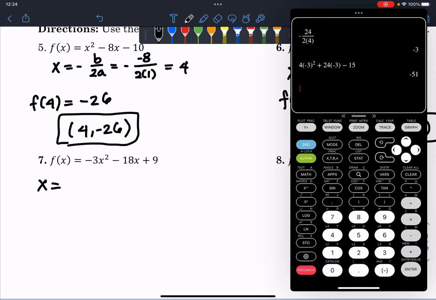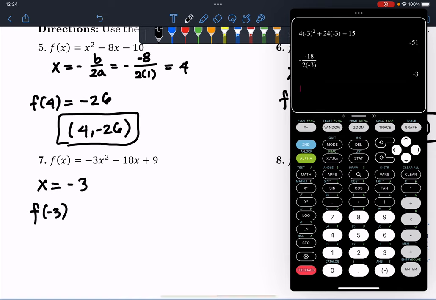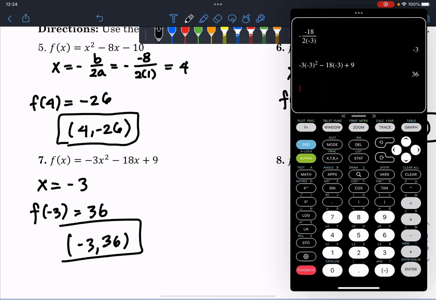So now our next example. All right, so we have negative, let's put in the fraction, and we're going to type in negative 18. That's our b. And 2 gets multiplied with the value of a, which is negative 3, and we end up with negative 3. Now let's plug that in. So we have negative 3 times negative 3 squared, minus 18 times that negative 3, plus 9. That equals a total of 36. So that's your vertex.